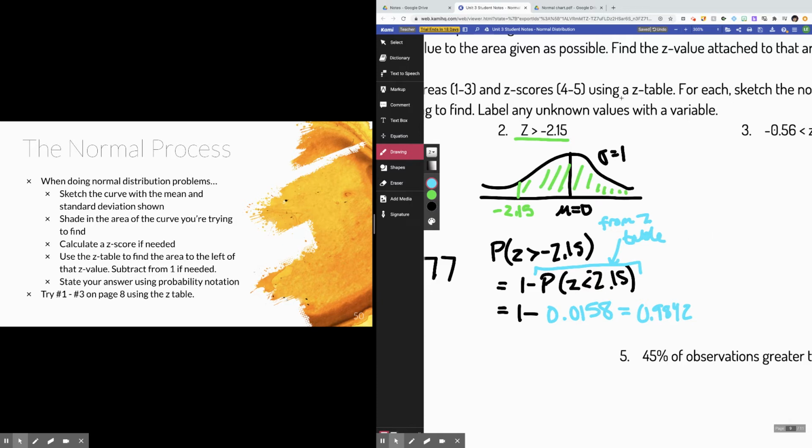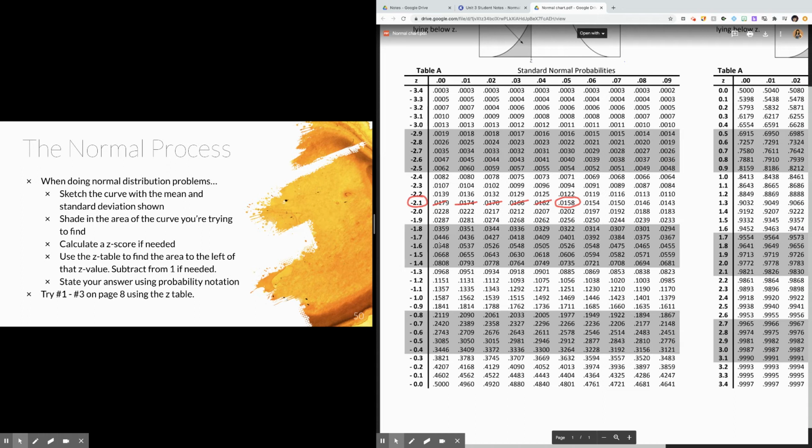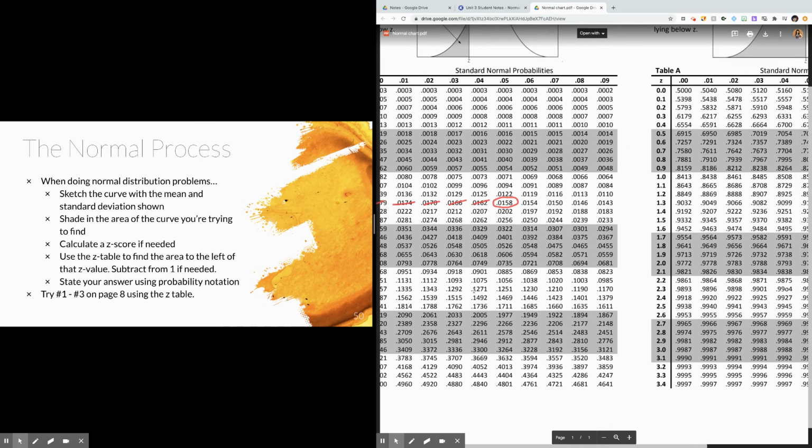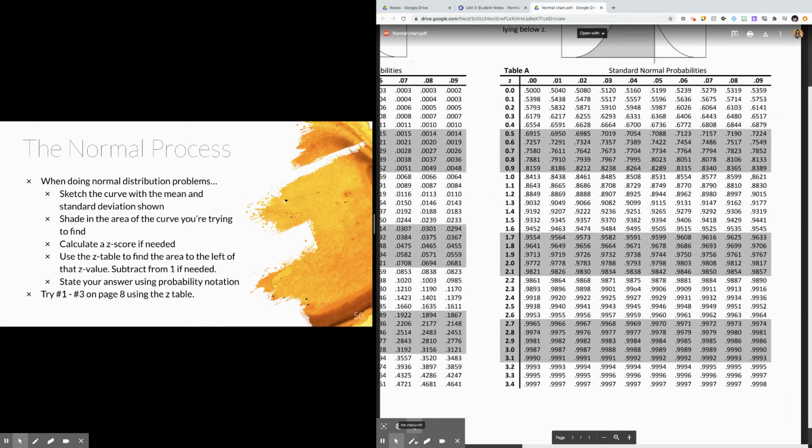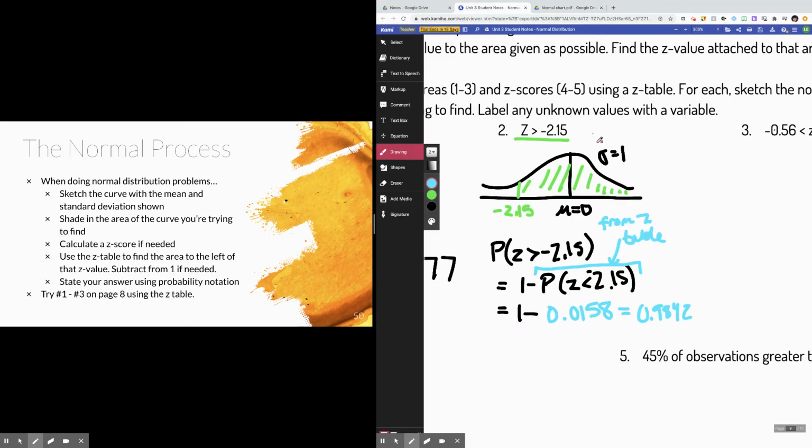Okay, another way that you can do that is, rather than looking at negative 2.15, I could look at the opposite of that, which is positive 2.15. And the reason I can do that is because this is symmetric, right? And the area in the tails is the same. So you can look at the opposite if that's a little easier for you than doing the subtraction.